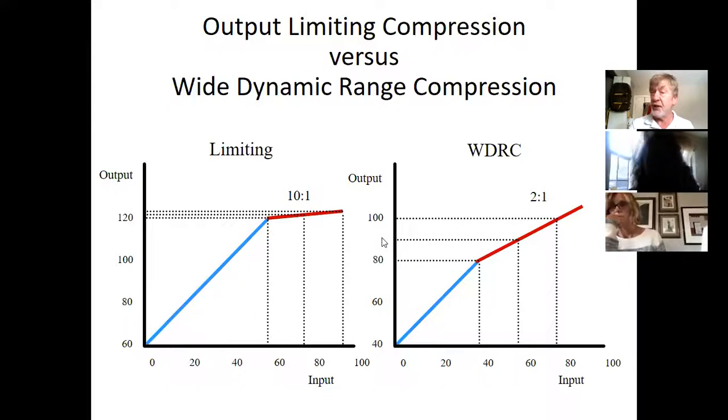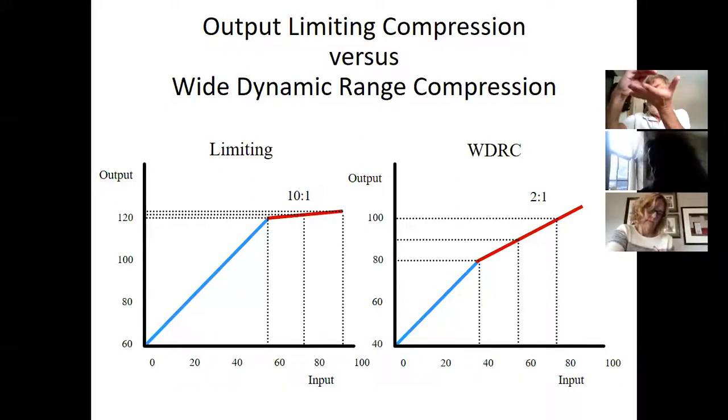Not as much. Okay, so my input went up by 20, my output went up by only 10. So 20 over 10 is 2 over 1. It's a 2-to-1 compression ratio. Can you see that the focus here is the floor? The focus is giving most gain for soft inputs and gradually less and less gain for louder inputs. So the focus here is raising the floor.